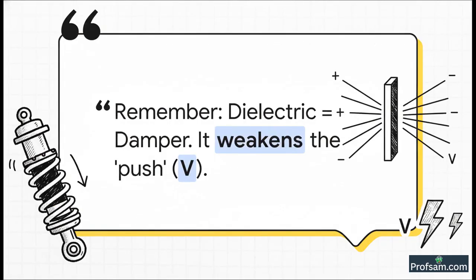So here's a simple trick to remember this correctly. Just think dielectric equals damper. You know, like a shock absorber in a car that dampens the bumps. A dielectric dampens the electrical field. It weakens the electrical push. And what is that electrical push? It's the voltage. So a dielectric is a damper. It weakens the push, which means it reduces the voltage.